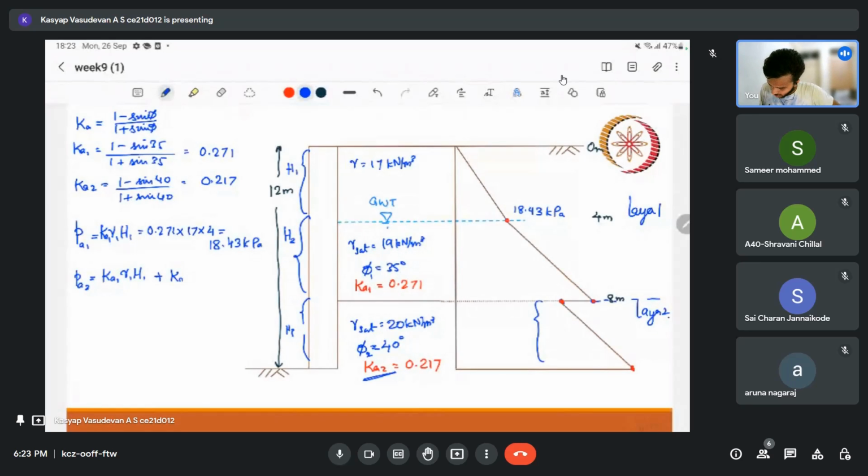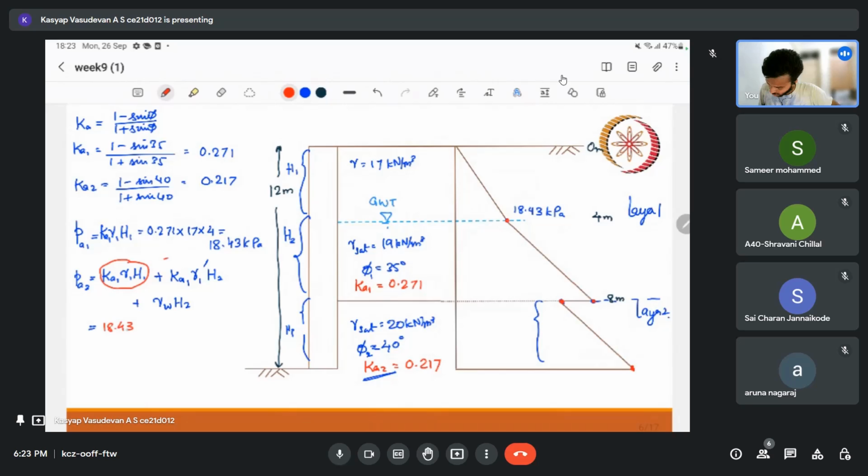it will be Ka1 gamma 1 dash. That will be the submerged unit weight, and H2 plus, since this is submerged, I'll have to add my hydrostatic pressure also. So that will turn out to be gamma W H2. So the first value is nothing but what we had found before.